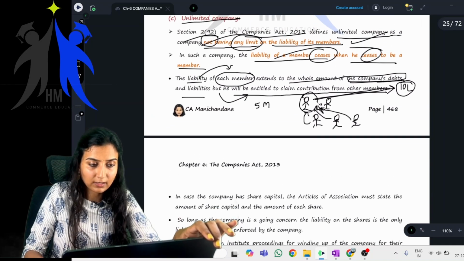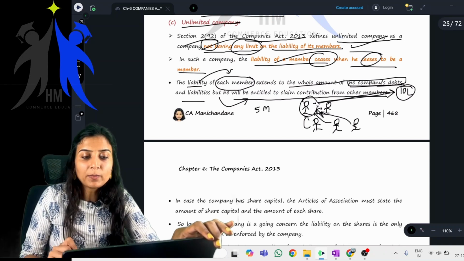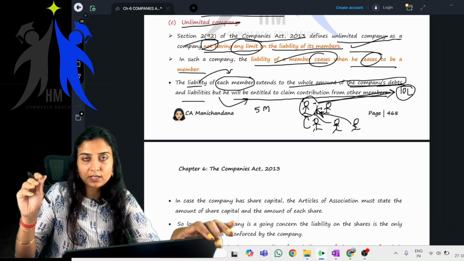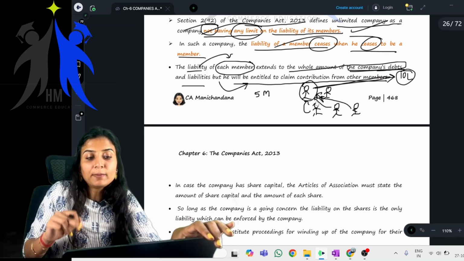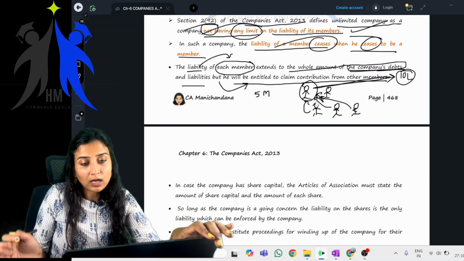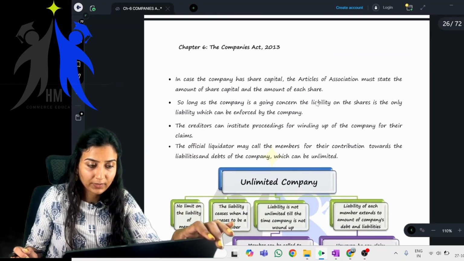Okay, let's still continue. The liability of each member extends to the whole amount of company's debt. Say, for example, the company's debt is 10 lakh. He is liable for the whole amount. Yes, but he will be entitled to claim contribution from the other members. Yes, simple. Okay.